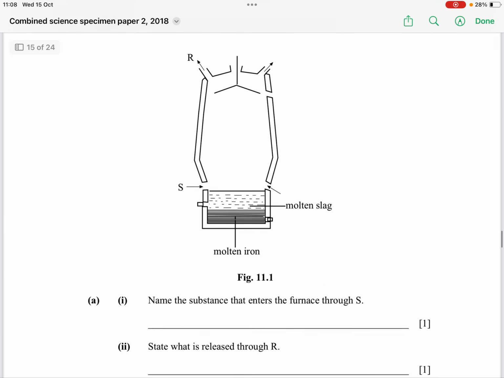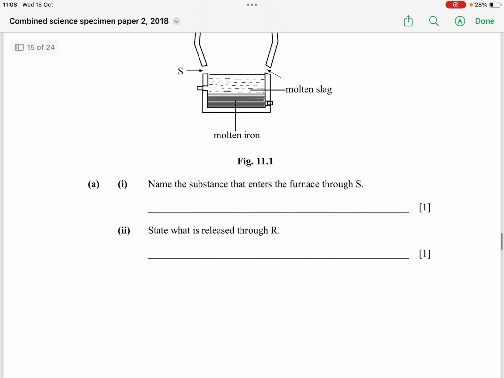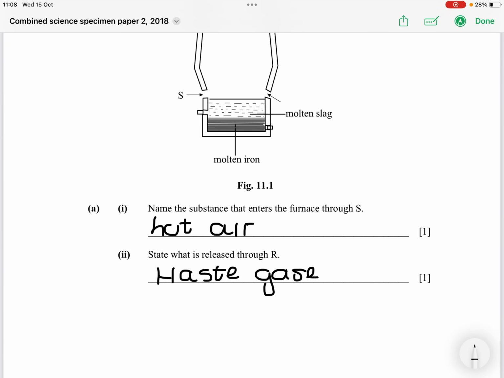So we now need to proceed to number 11. Fig 11.1 shows the blast furnace used for the extraction of iron. We are required to name the substance that enters the furnace through A, C, E. So through ACE we are going to have the hot air, and then state what is released through A, R, A. So through ARA we are going to have the waste gases. Right, so we now need to proceed to part B.